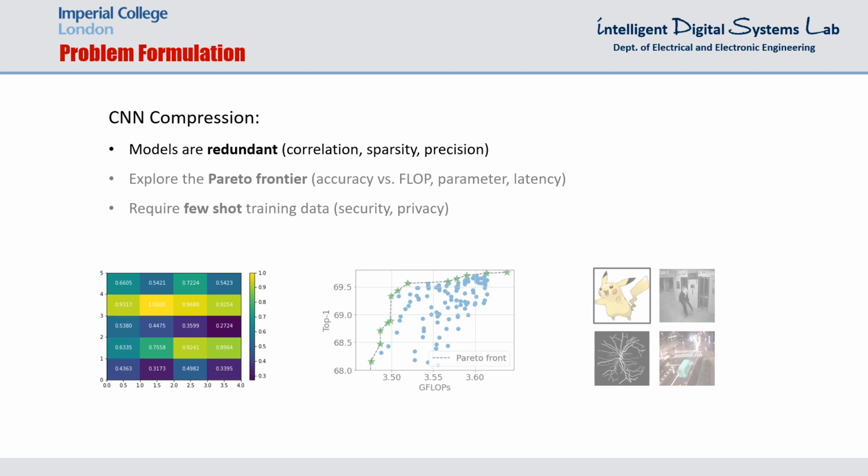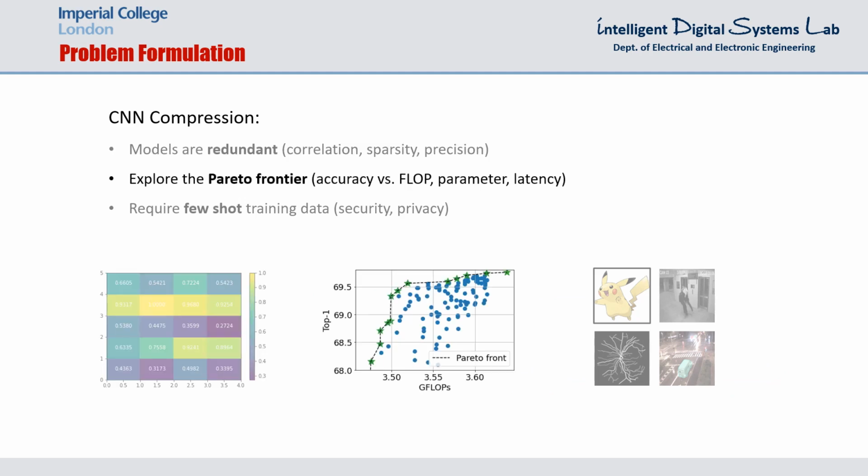It is well known that CNN models can be redundant in terms of the correlation, sparsity, and precision of parameters. Therefore, CNN compression brings the opportunity to help us balance the trade-off between accuracy versus FLOPs, parameters, and latency for resource-constrained applications. Also, the compression only requires a small amount of training data, which is attractive because sometimes data cannot be easily shared because of security, privacy, or intellectual property reasons.